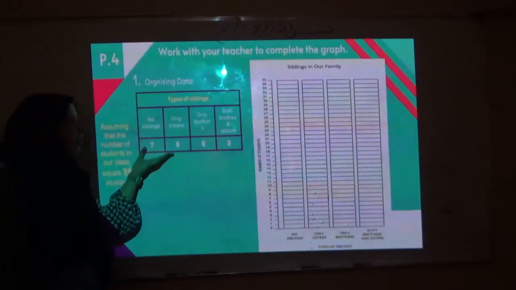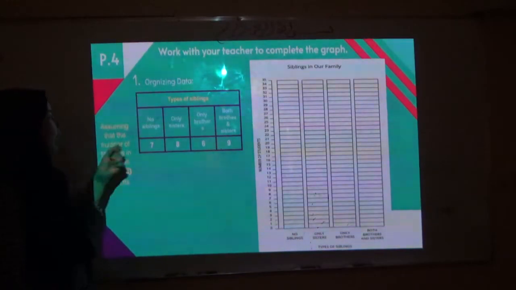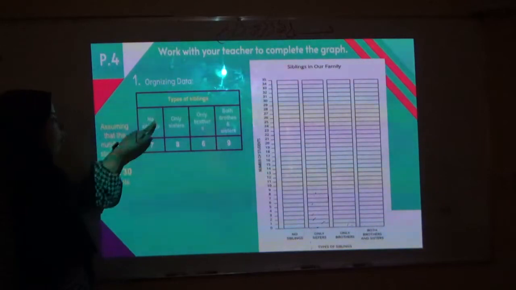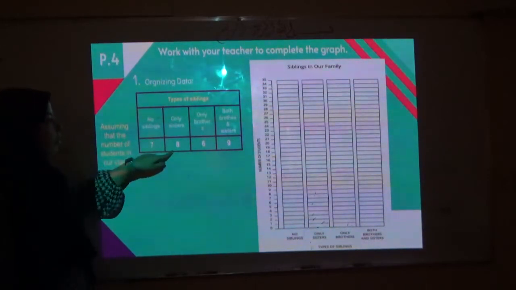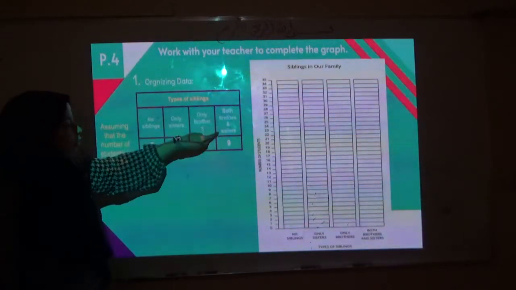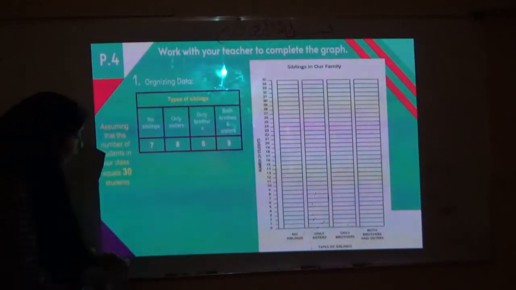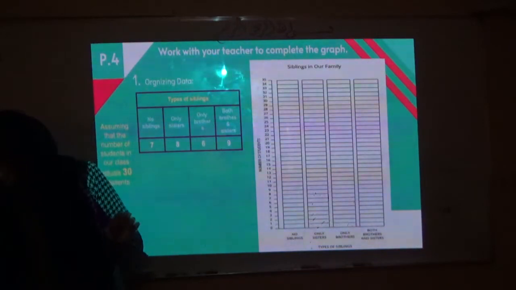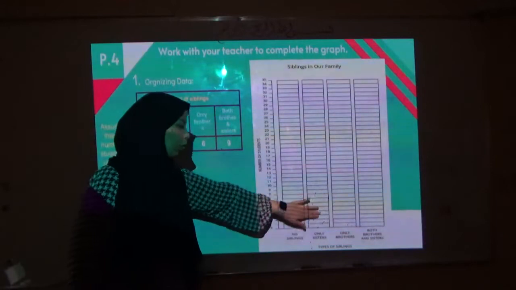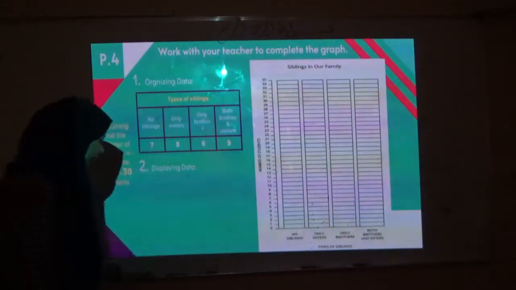Here's our table. That's the title of the table. Here's our data. No siblings, 7 students. Only sisters, 8 students. Only brothers, 6 students. Both brothers and sisters, 9 students. Now, the next step is to display the data, or to draw our data on the graph.